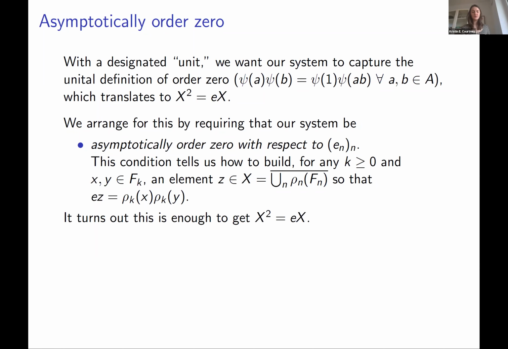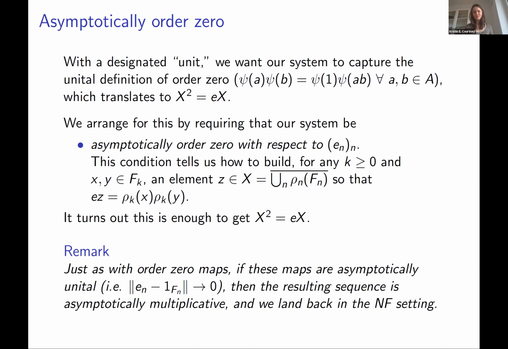And it turns out in our setting, this actually ends up being enough to get it for the entire space. And in a sense, this sort of goes back to the uniformity that we imposed on E as an order unit. But one quick remark is that just as with typical order 0 maps, if these asymptotic order 0 maps are asymptotically unital, meaning this order unit starts to hug very close to the units of the finite dimensional C-star algebras, then the resulting sequence is going to be asymptotically multiplicative. And then we land right back into the classical NF setting of Blackadar and Kirchberg.